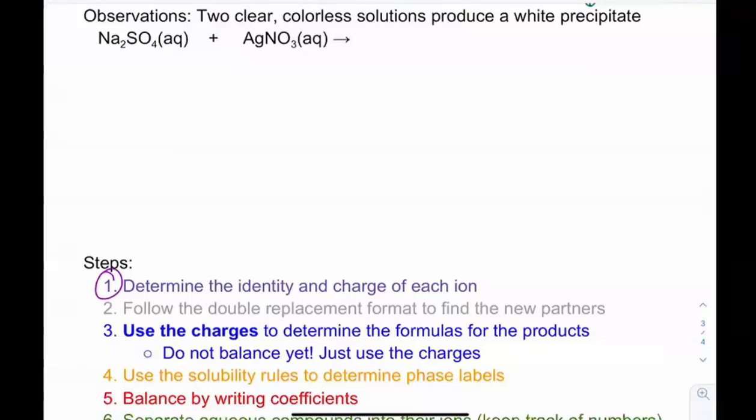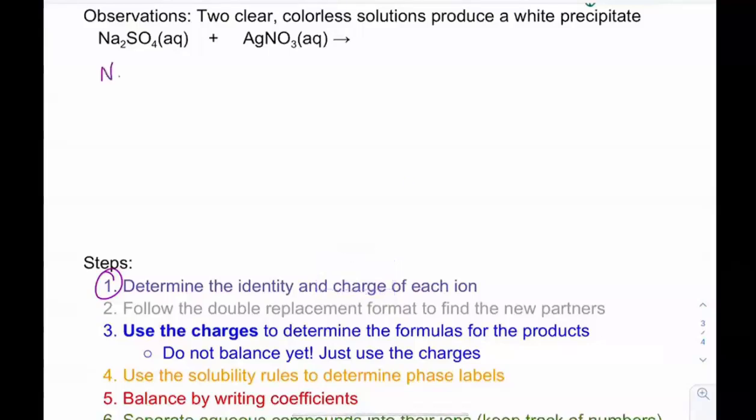So my first step down here is to determine the identity and the charge of each ion. So we're doing that for the reactants. By identity, I mean, is this an individual ion? Is this a polyatomic ion? That's what I mean by identity. Where does this break into 2 ions? In this case, it's the sodium is 1 ion and the sulfate is a different ion. And then the charge, that's going to be using the periodic table or using your list of polyatomic ions.